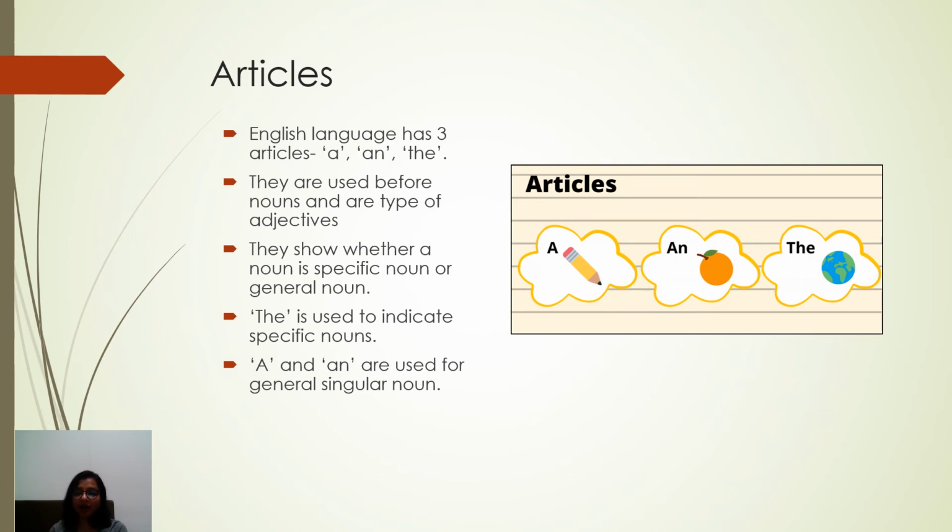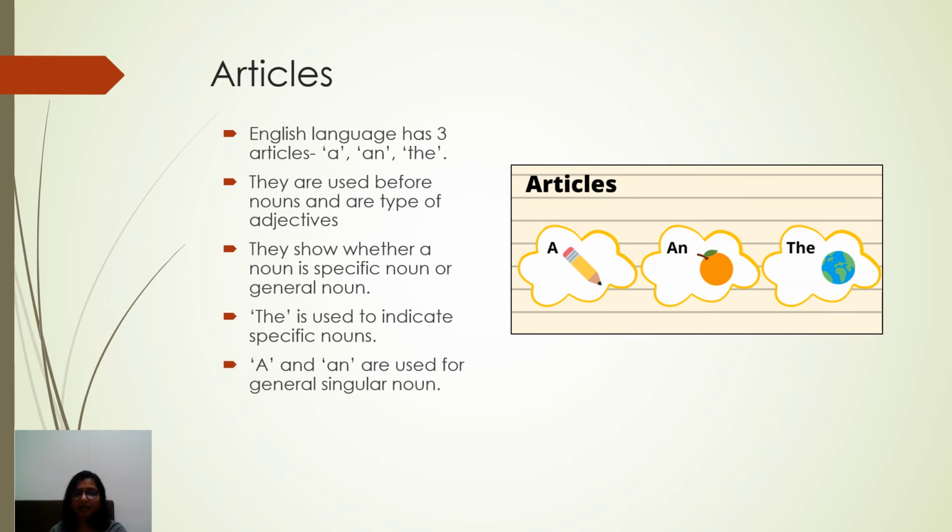I'll explain in the later lessons what adjectives are. Now, these articles, they show us whether we are referring to a specific noun or to a general noun. The is used to refer to a specific noun. Example, the sun, the earth. Now, we do not use the before names of people. For example, you won't say the Urvashi or the India. No, that's not correct, right? It's used for particular things only.